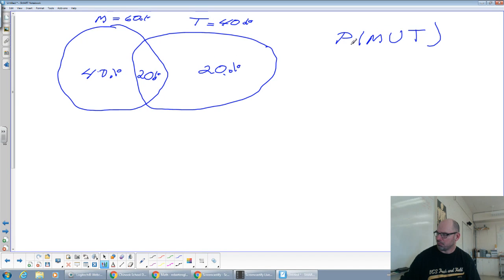So now to get the probability that it'll snow on Monday or Tuesday, it's all of these probabilities together. This one, and this one. 40% plus 20% plus 20%. So that's 80%. That's going to be either day.